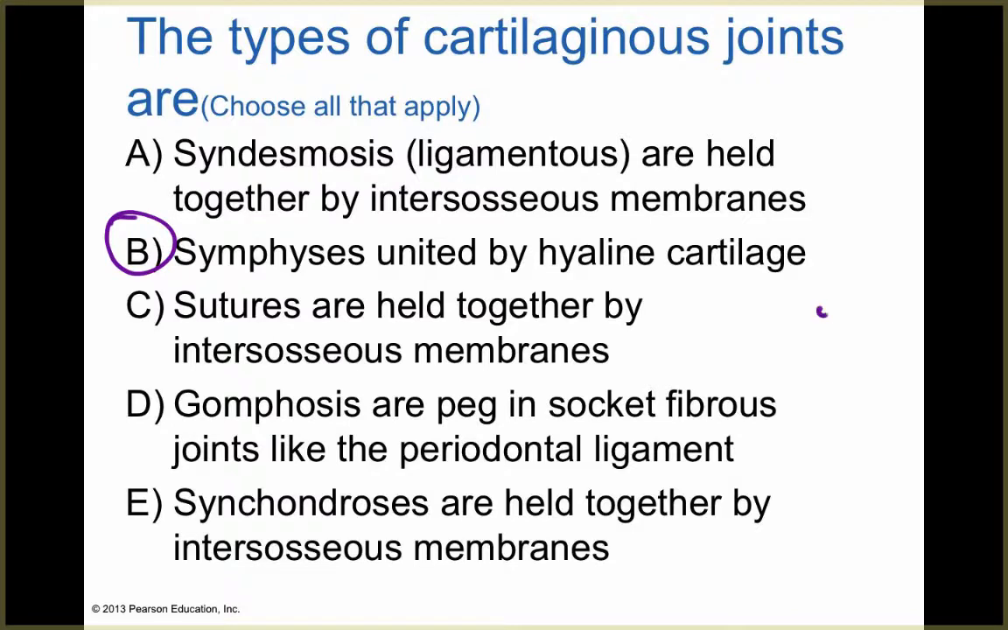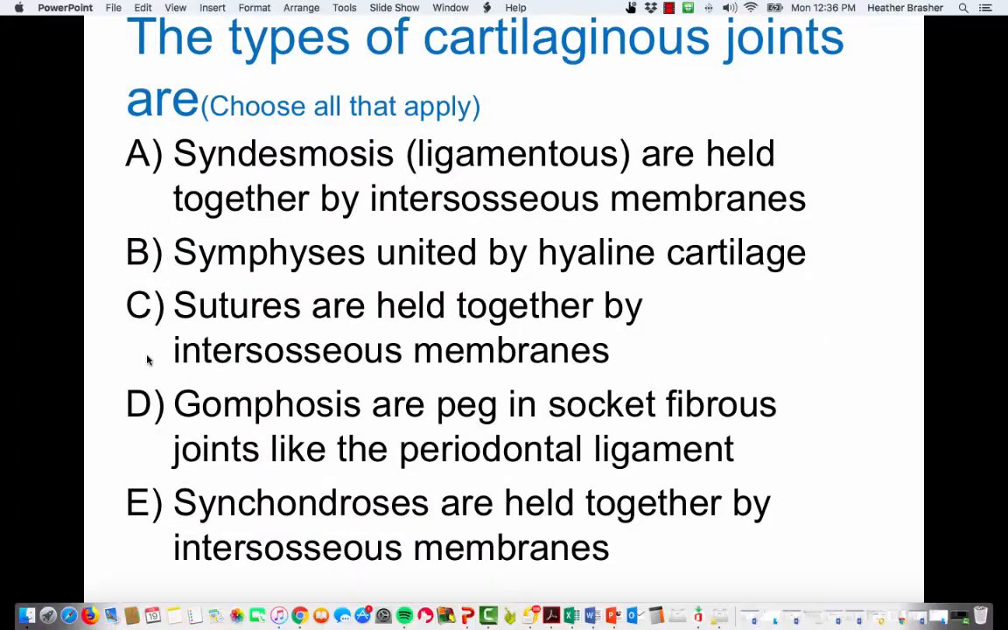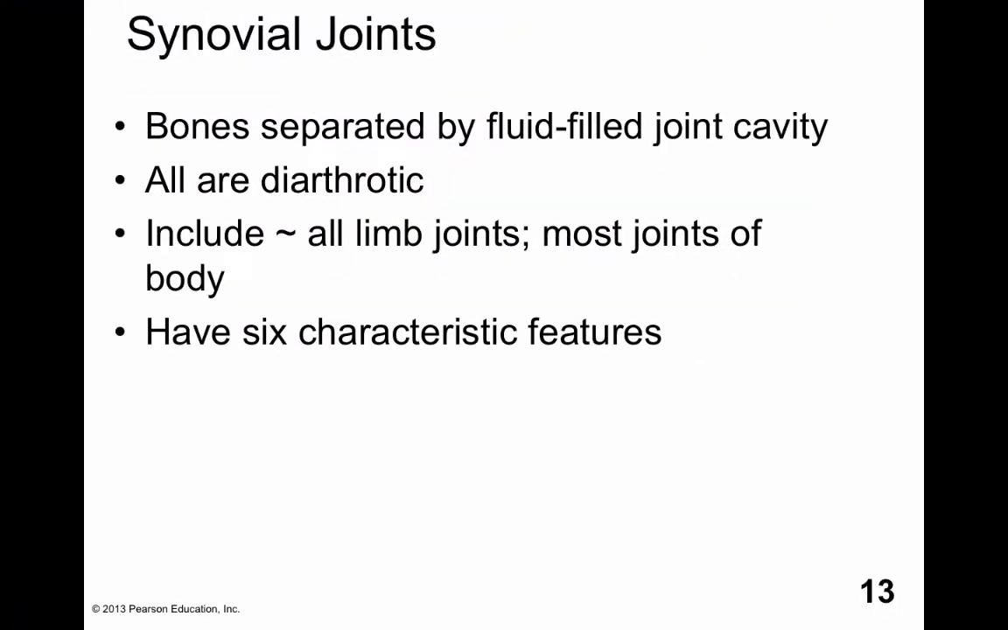Well, hopefully, if you said only B, you would be right. The other ones here are considered the types we're looking at, and these other ones are not examples of cartilaginous joints. So hopefully that helps a little bit.